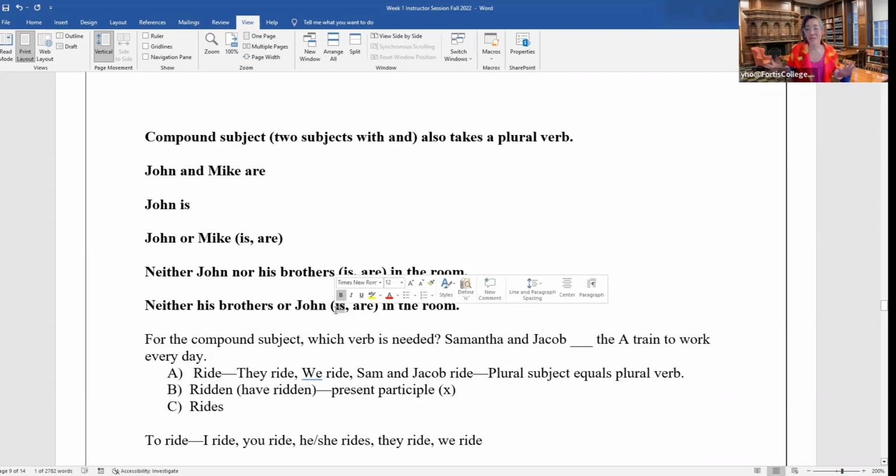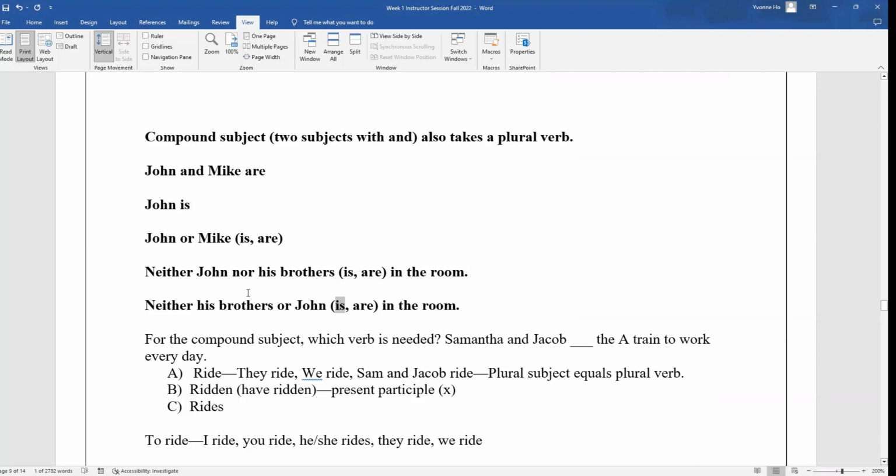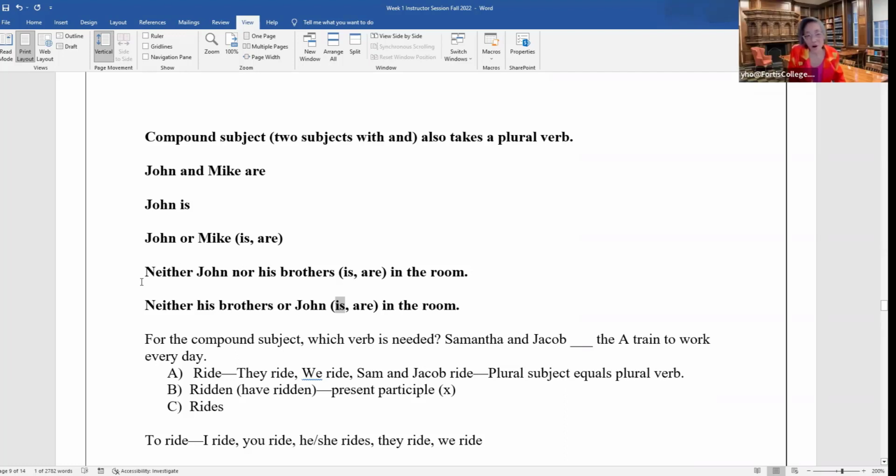Did you get that? Or do I need to do that again? So if I say, what is the subject in this sentence? Is it John or is it his brothers? You have to figure out which one is the subject before you can figure out what verb to use with it. So in this sentence, neither John nor his brothers are in the room. What's the subject of the sentence? John? No. His brothers. Yes, it's always the second. Whenever you have neither/nor or either/or, the second one is the subject. Therefore, the answer to this question becomes "are".